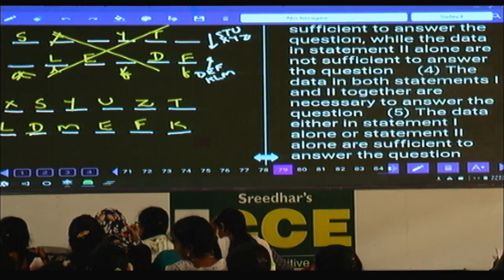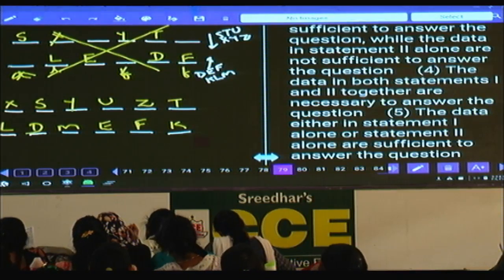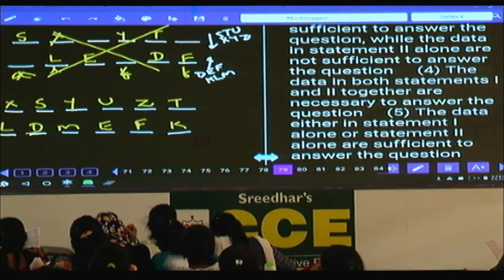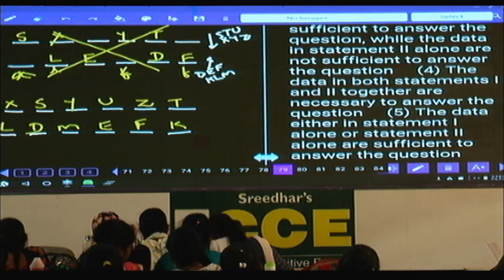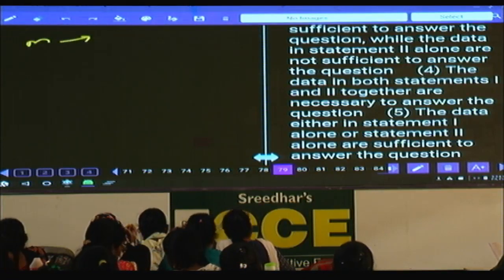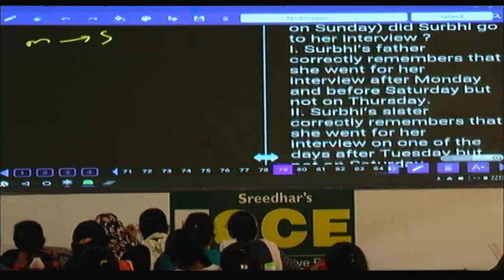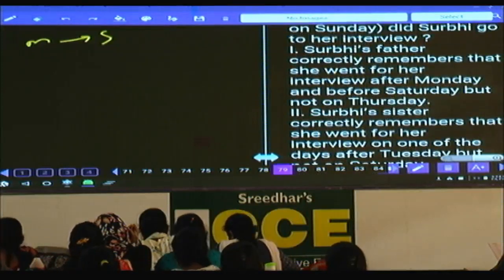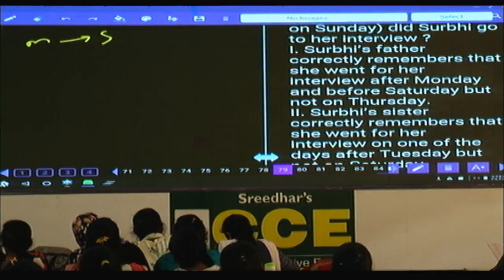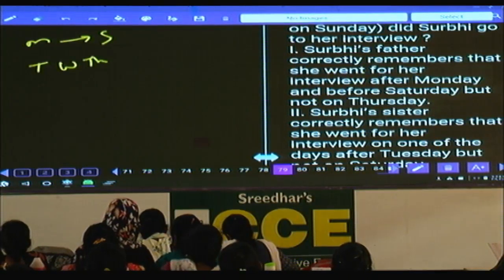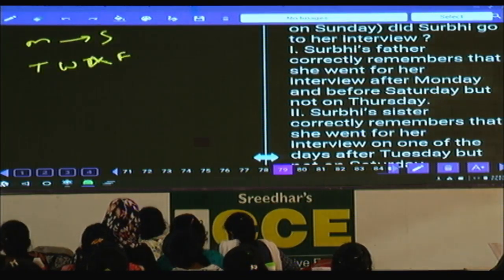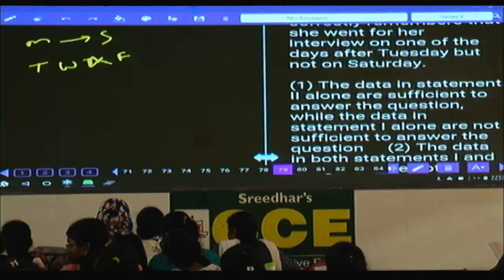Now in this 79, tell me what is the information given here? On which day of the week, starting from Monday and ending on Sunday, did Surabhi go to her interview? Surabhi's father correctly remembered that she went for the interview after Monday but before Saturday. That is Tuesday, Wednesday, Thursday and Friday, but not on Thursday, so there are 3 different answers. One alone is not sufficient.